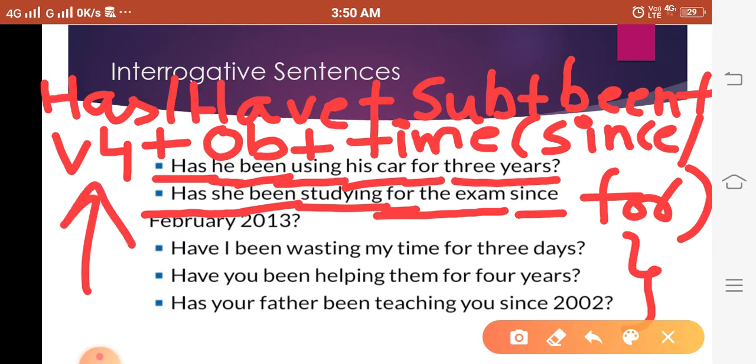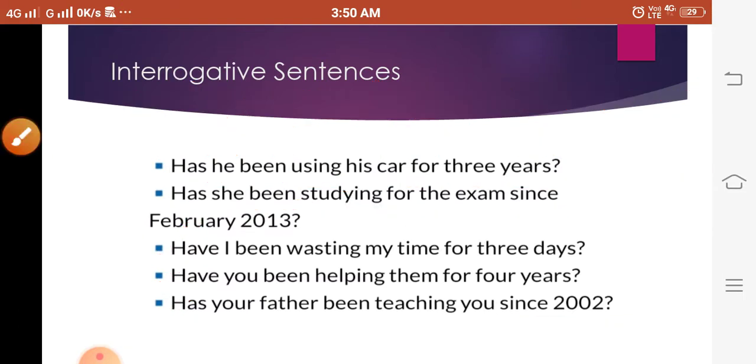So let's see if they are correctly formed or not. I'm reading them out for you all. Concentrate on the sentence structure as well as on the examples also. Have I been wasting my time for 3 years? Have you been helping them for 4 years? Has your father been teaching you since 2002? So this is how we form interrogative sentences in present perfect continuous tense.